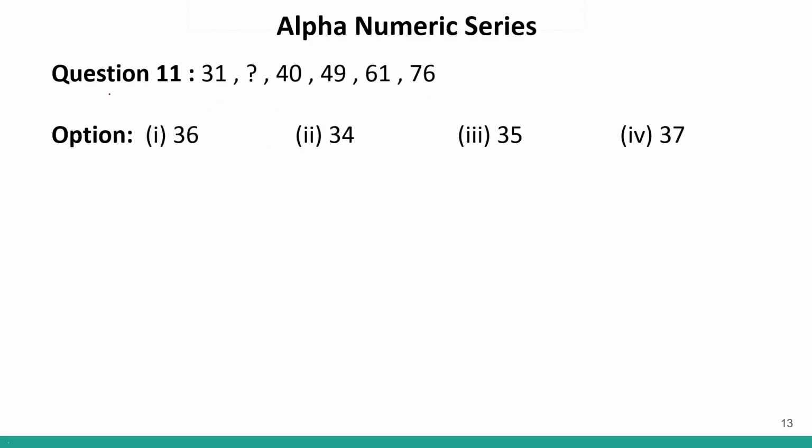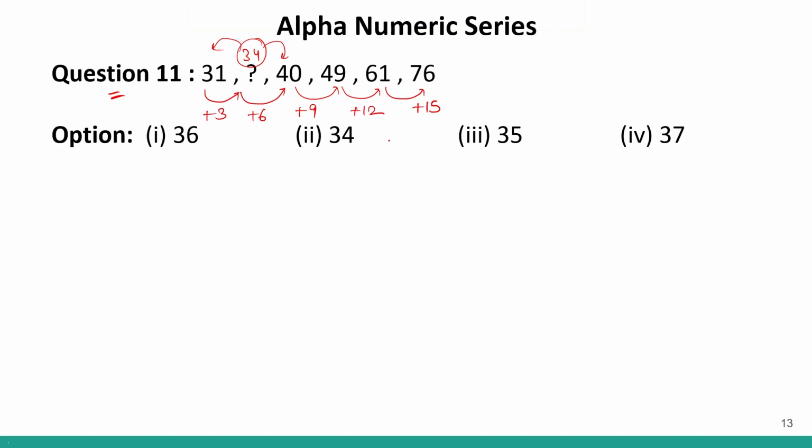Okay. Question number 11. We have 31, missing term, 40, 49, 61 and 76. Now I can see basically this is plus 9. Correct? Here it is plus 12. Here it is plus 15. So these are all multiples of 3. So before this we can have plus 6 and before this we can have plus 3. So if I add 3, I'll get 34. And if I add 6 to 34, I am checking it with the previous number and the next number, I'll get 40.